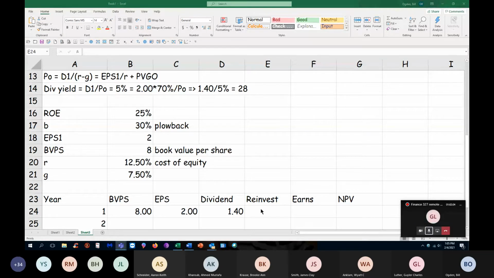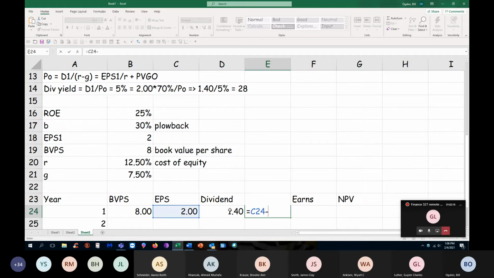All right, and how much do we reinvest? There we go. We reinvest, you can do it any number of ways. Probably the easiest is to say, well, we earned 2 minus what we paid out. So we reinvested 60 cents.